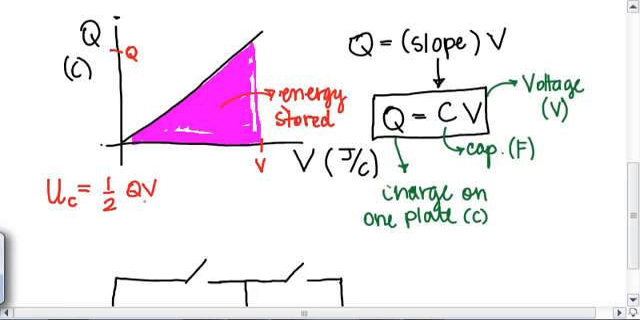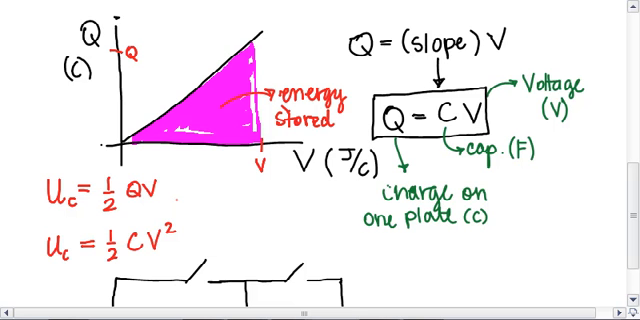Now wait a minute, what does Q also equal? CV. Oh, so it would be really handy for us to make a substitution. So 1/2 CV times V, so 1/2 CV squared. Now that's my favorite version of this equation because what does it look like? 1/2 something something squared. 1/2 MV squared. 1/2 KX squared. Oh, do you see the trend?